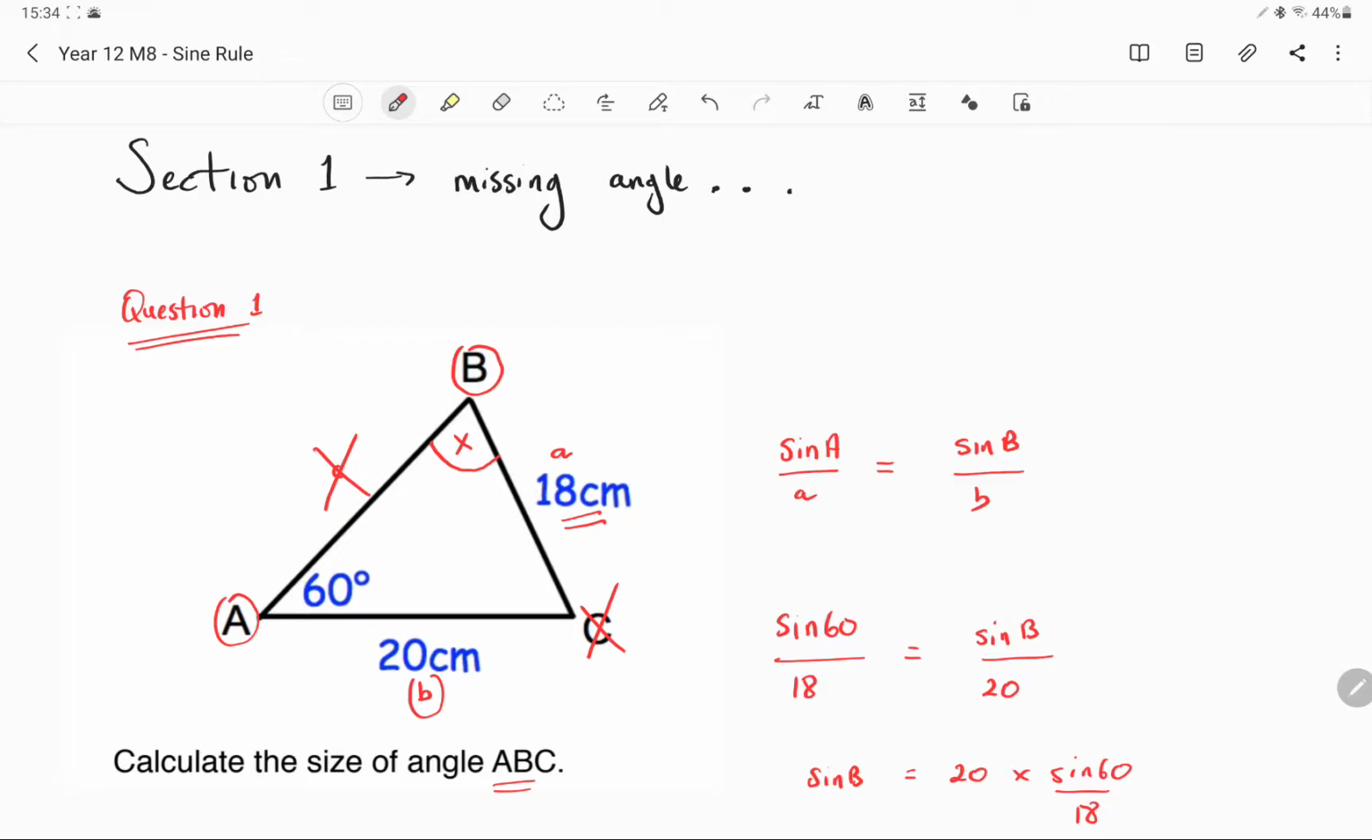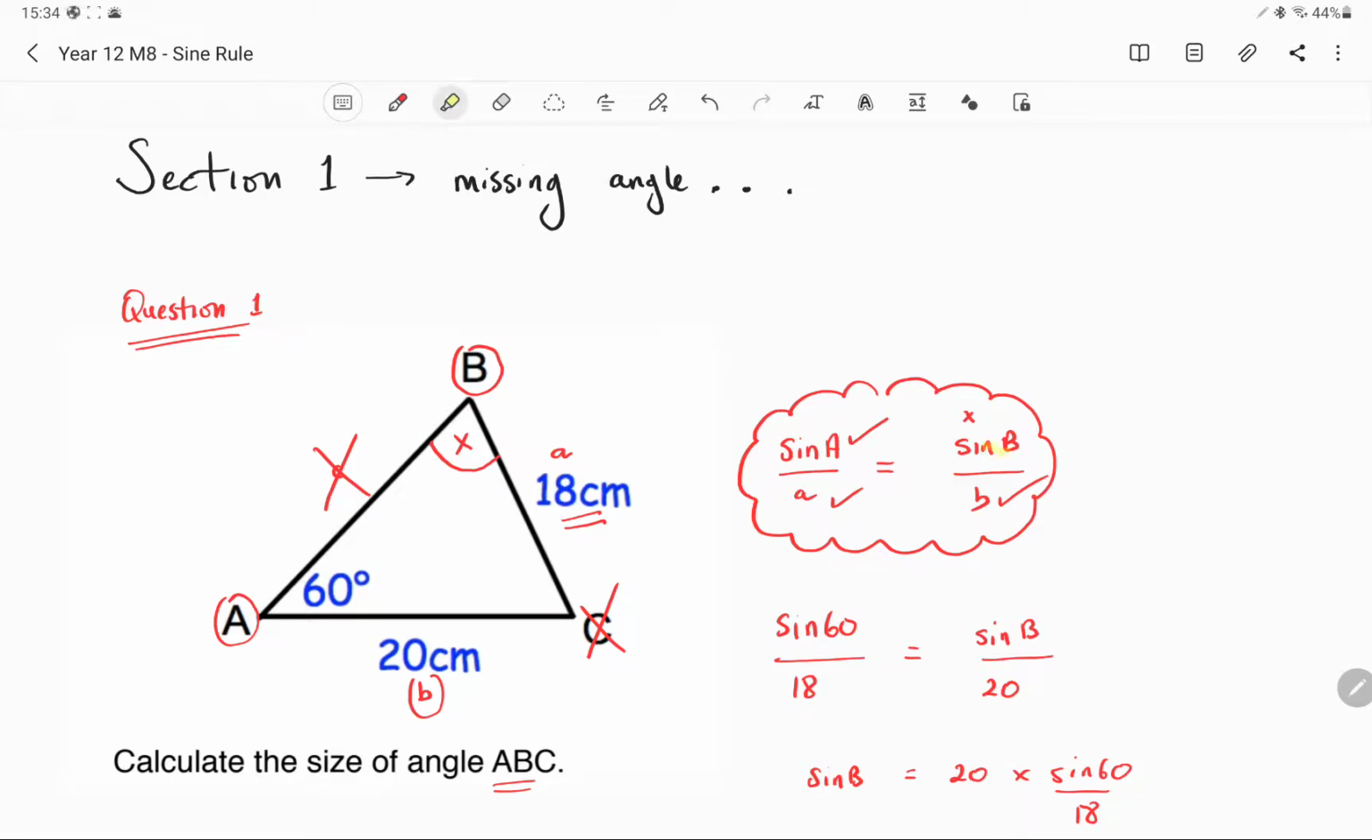So using our formula, using our sine rule, sine of an angle divided by the opposite side is equal to sine of the other angle divided by the opposite side. So sine A over A is equal to sine B over B. And I'm just going to tick what we have, what we know. We know the value of A, therefore sine A. We know the value of the opposite side. We don't know the value of sine B, but we do know the value of the opposite side to be.